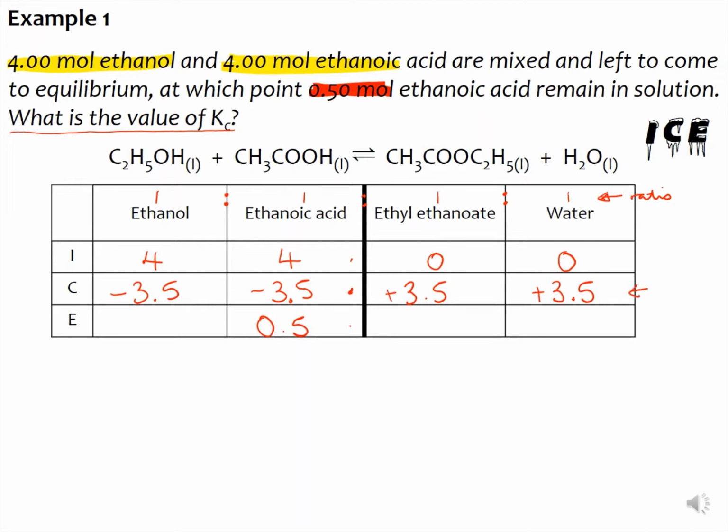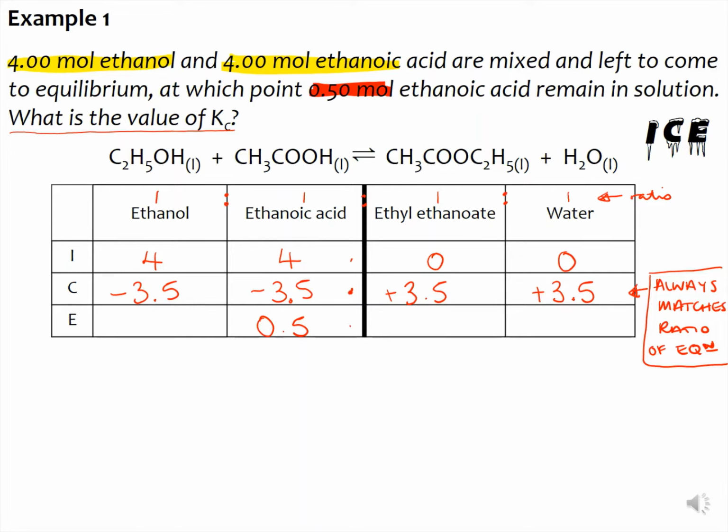This change row here always matches the stoichiometry, and that is really important. So it always has to match the ratio of the equation. Really, really important, that row. Only that row. The initial and the equilibrium do not have to be in that ratio, but the change row always has to match the stoichiometric ratio of the equation. And the reactants will always decrease and the products will always increase because we're using the reactants and we're producing the products. So at equilibrium, we can now work out our quantities.